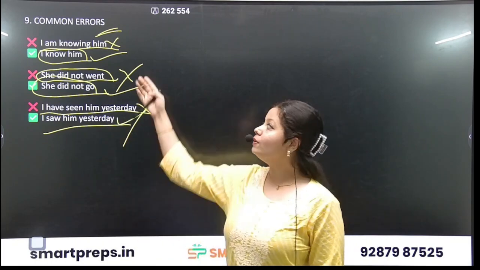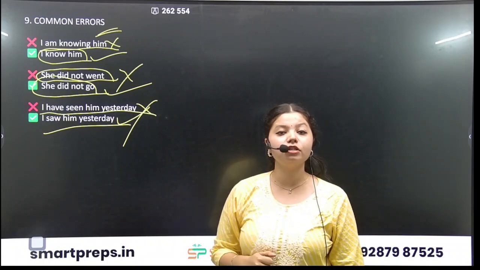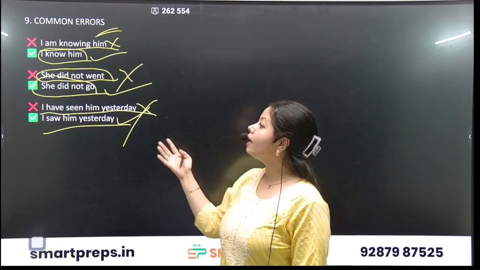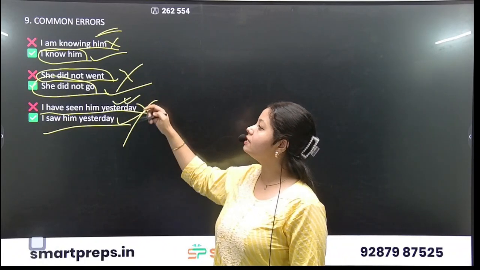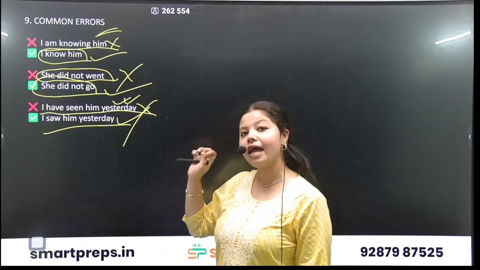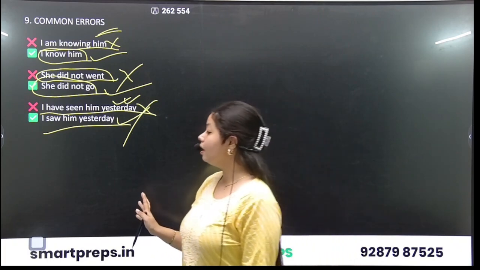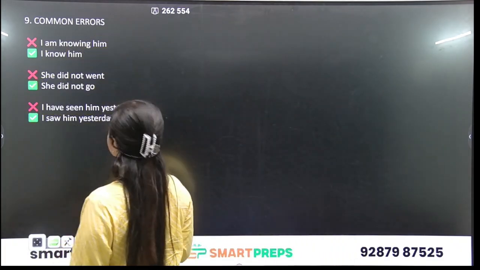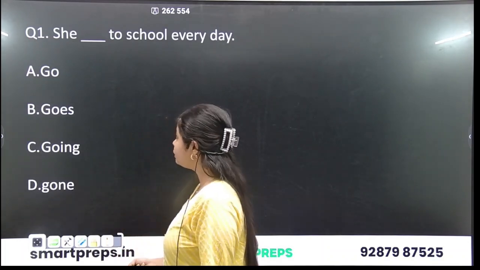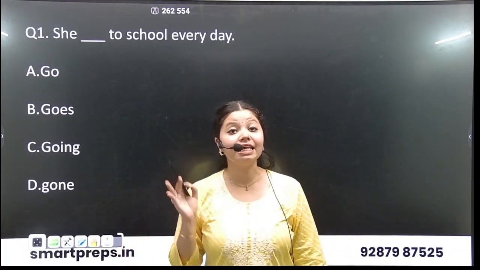Okay. Now, can you see the errors that we always make while having a conversation in English? Mostly we make errors in this part. "I have seen him yesterday" is a very wrong sentence. "I saw him yesterday" is the simple correct tense that should be used.